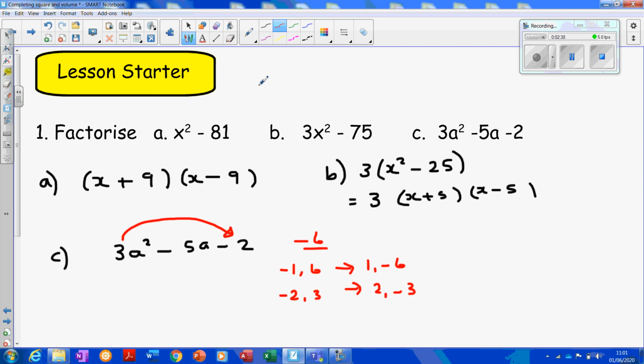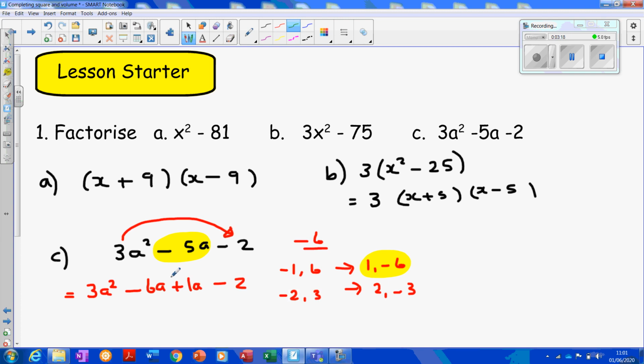Now we're looking for a middle term of minus 5. Which pair of factors gives me minus 5? That would give me 5, that would give me 1, that would give me minus 5. So that's the factors there. We're now going to split that middle term up into those factors. So 3a squared stays as it is, and instead of this minus 5a, we've got minus 6a plus 1a. I've switched that round because I want the negative one to come first. So I've put the minus 6 and then the plus 1. And then we've got a minus 2.